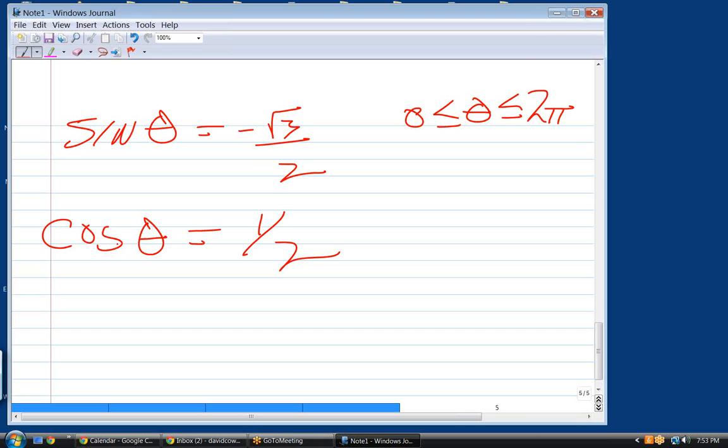Where is the cosine of theta equal to 1/2? What are all the possible angles? That's 60 degrees. So that would be pi over 3. Where else? What quadrant is it positive?